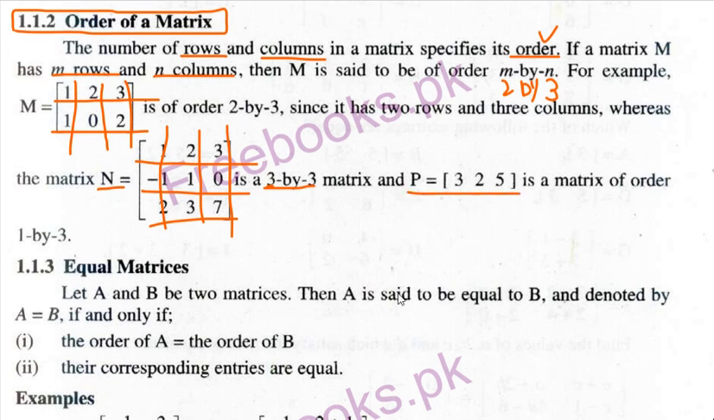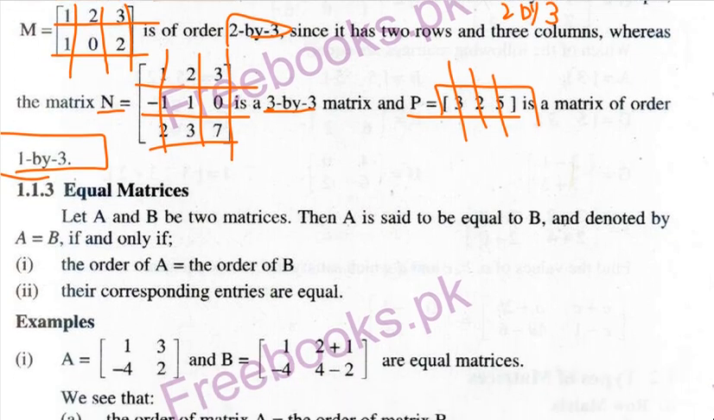Let's move to matrix P. How many rows? Only 1 row. And how many columns? 1, 2, 3. 3 columns. So matrix P is of order 1 by 3. Clear? How do we find the order of a matrix? You first find how many rows a matrix has and how many columns it has, and just write them like this. Okay, let's move towards equal matrices.